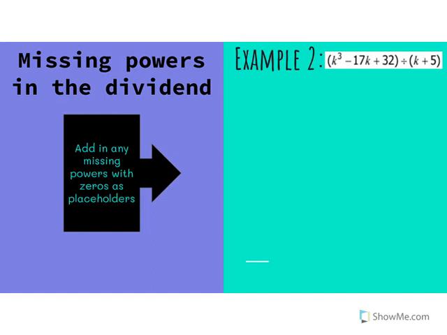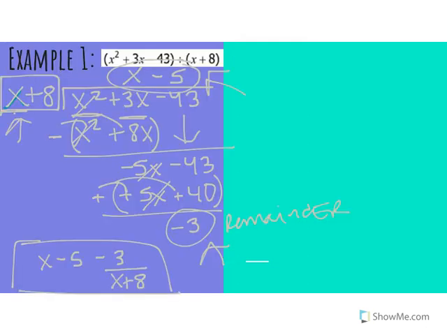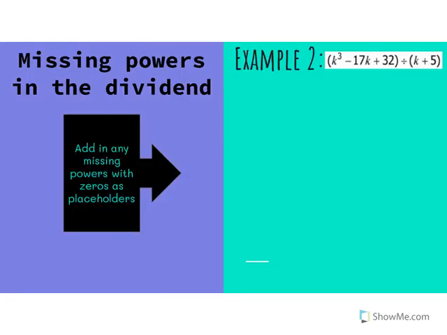So now my second example, the missing powers in the dividend. The dividend is the value that's going inside the division sign. Divisor, dividend. Okay, so we are going to write k plus 5. And for the missing power in the dividend, it says we're going to add in any missing powers with a 0 as our placeholder.